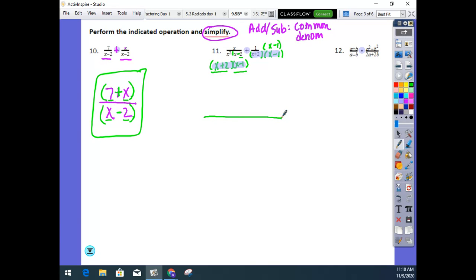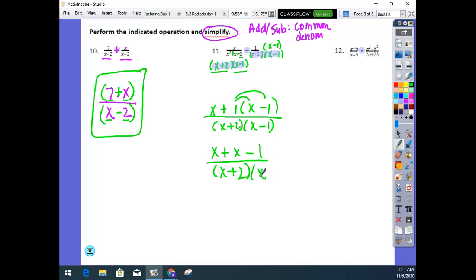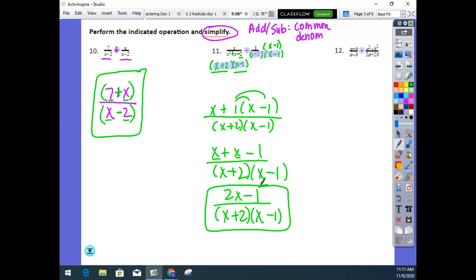So I'm going to put everything over my common denominator of x plus 2, x minus 1, x plus 1 times x minus 1. We just distribute, which is just x plus x minus 1. Then I can combine like terms. For my final answer.